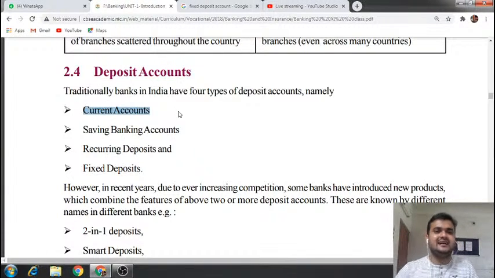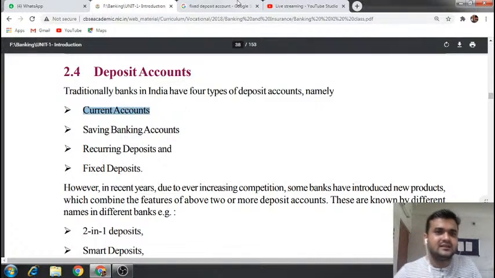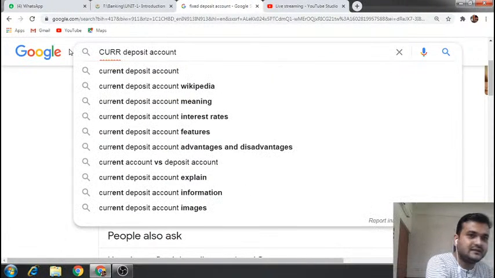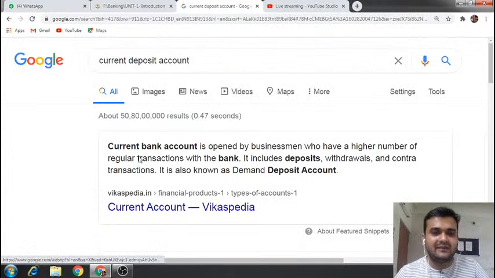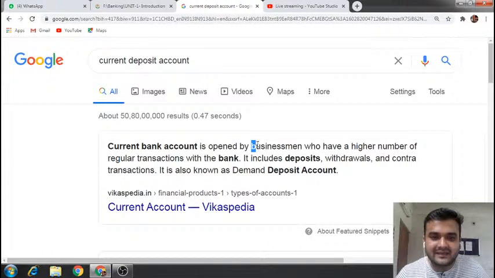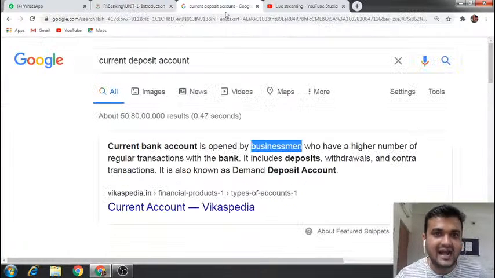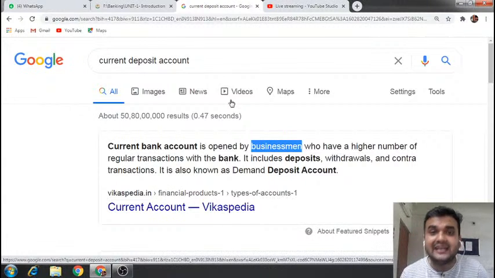Next comes your current account. What is a current account? Current account is basically given to the business person. Current deposit accounts are basically owned by businessmen who have a higher number of regular transactions. Higher number of regular transactions means, for example, business persons do transactions not only daily but on an hourly basis, every time they are depositing money, withdrawing money, depositing money, withdrawing money.